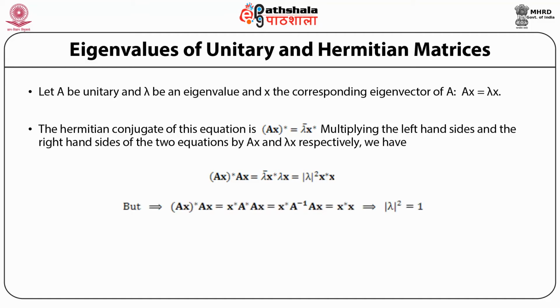But this implies AX star into AX is equal to X star into A star into AX, which equals X star into A inverse into AX, or X star into X, which implies square of modulus of lambda to be equal to 1. Hence, the eigenvalues are in general complex with unit modulus. So the theorem is proved.